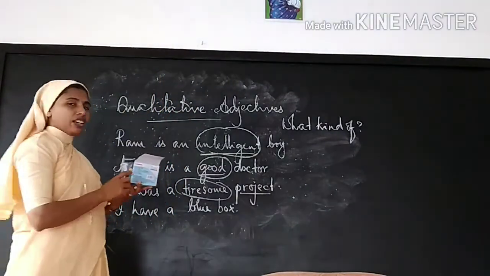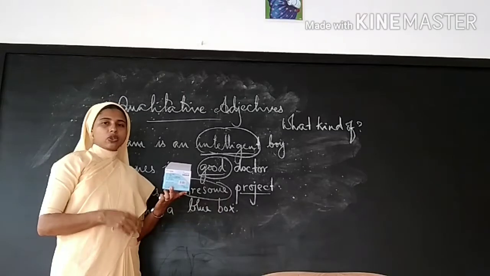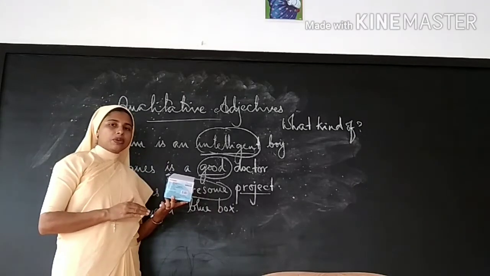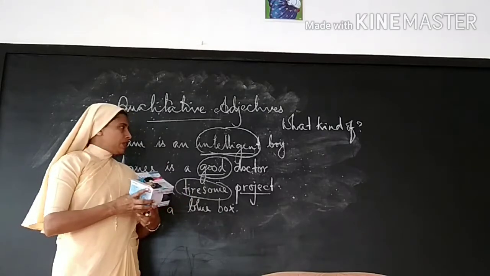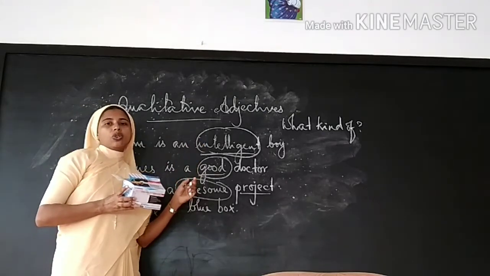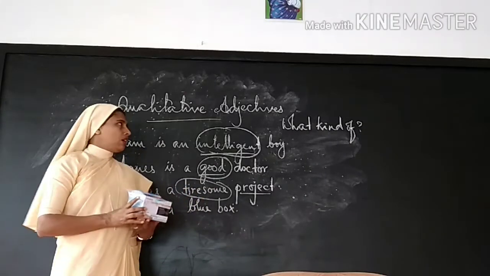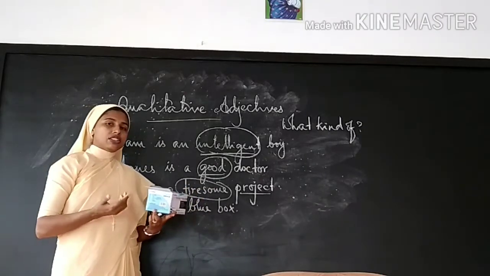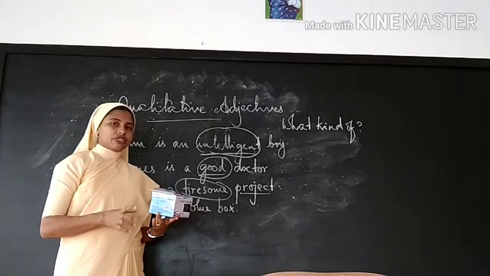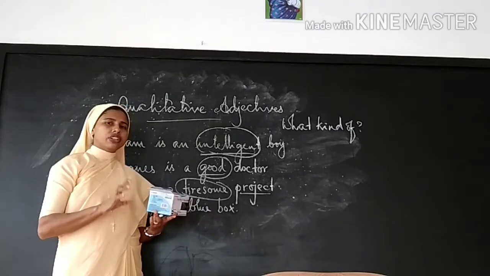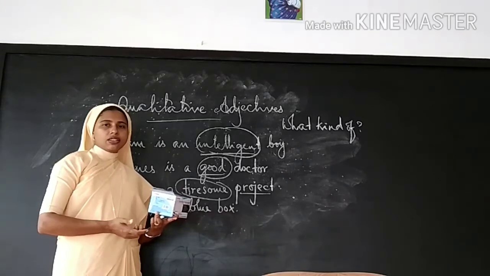So all the colors are adjectives. All the colors are used to describe the nouns. So all these are called adjectives of quality. I think you must have understood. Adjectives of quality will tell you what kind of noun it is. It describes the noun. Clear?